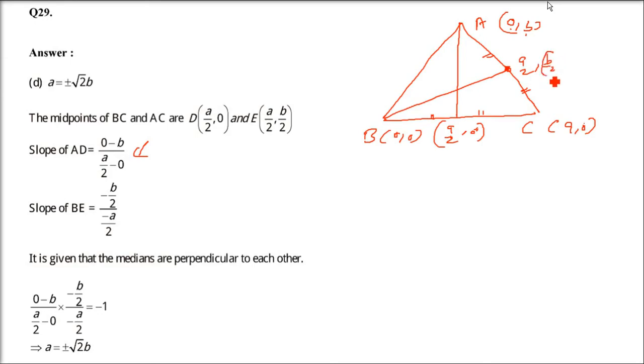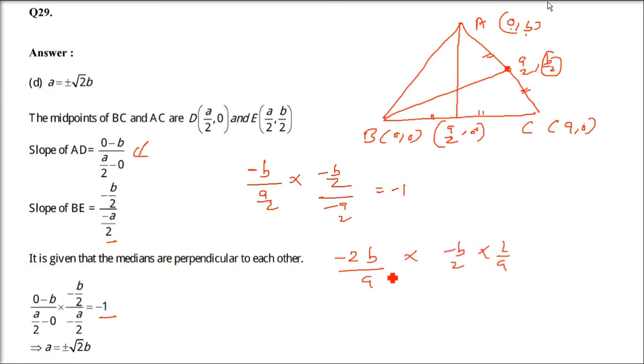So I'm trying to find the slope of a line from B, or you can take it from A. This is 0 minus b by 2 over 0 minus a by 2 for one, and the slope from B is a by 2 minus 0 over b by 2 minus 0. Just multiply and equate it to minus 1 because they have to be perpendicular. So minus b by a by 2 into minus b by 2 and minus a by 2 equals minus 1. So minus 2b by a multiplied by this, the 2 gets cancelled, minus b by minus a equals minus 1.